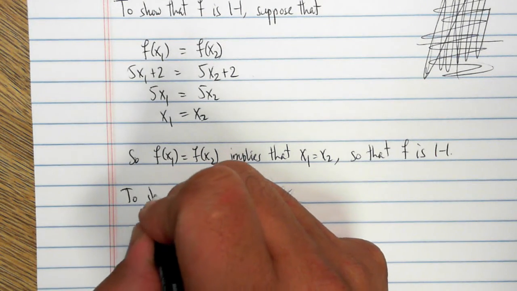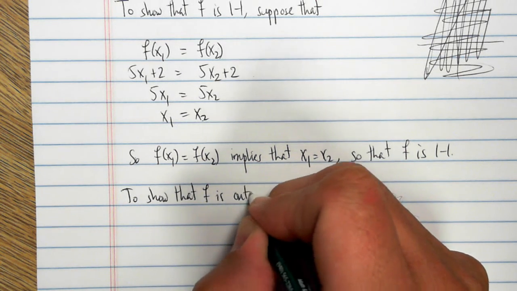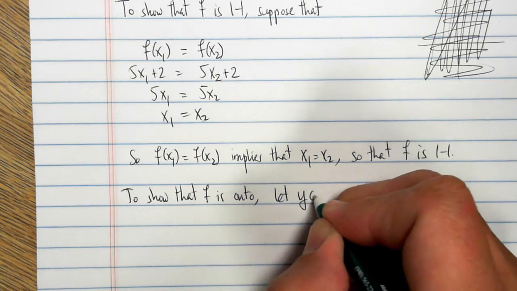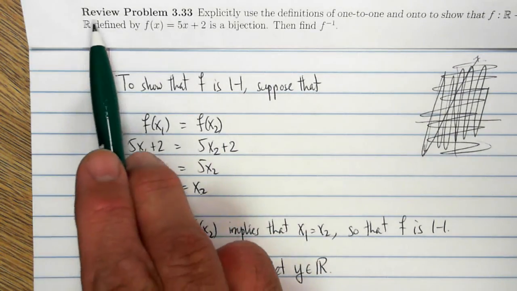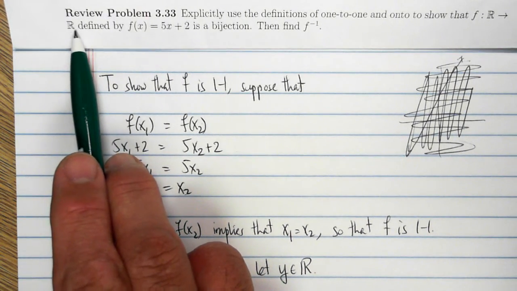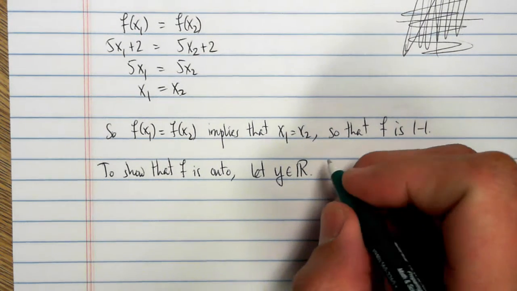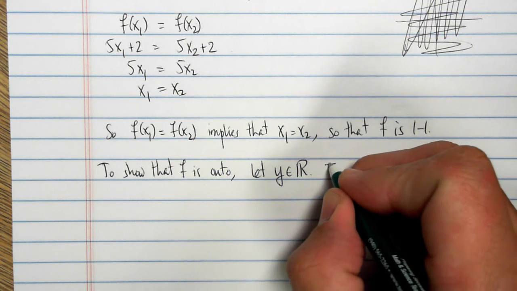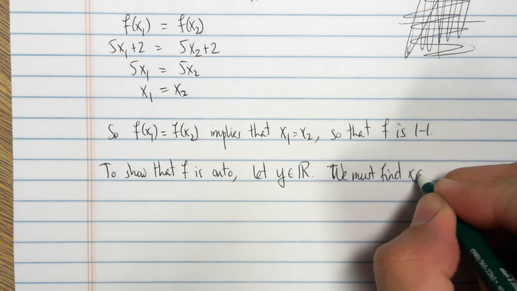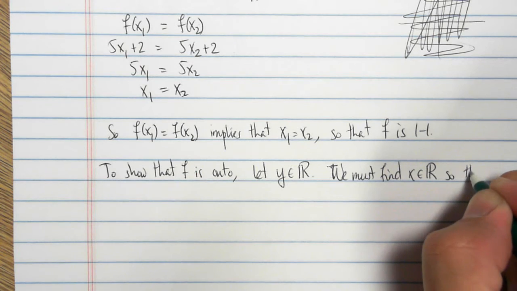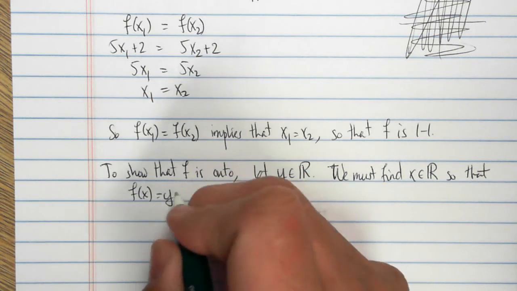So to show that f is onto, let y be some real number, and I choose a real number because that's the range, or the codomain here, given that the codomain is all real numbers. Okay, where we must find a number x in the domain so that f of x equals y.